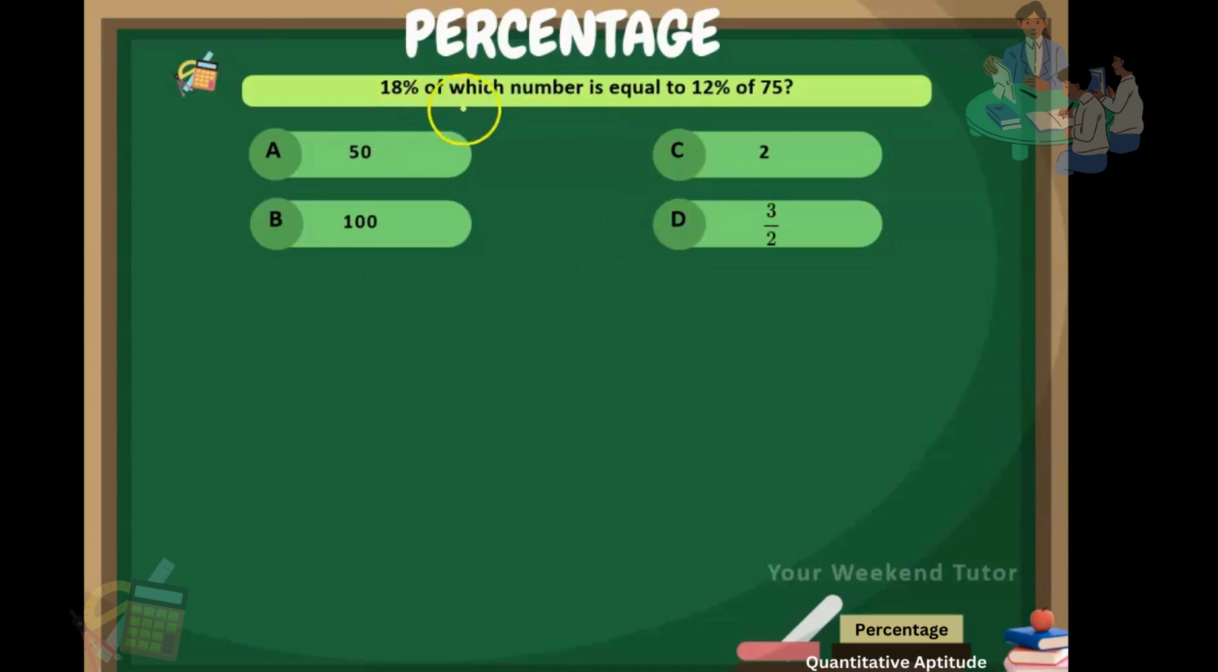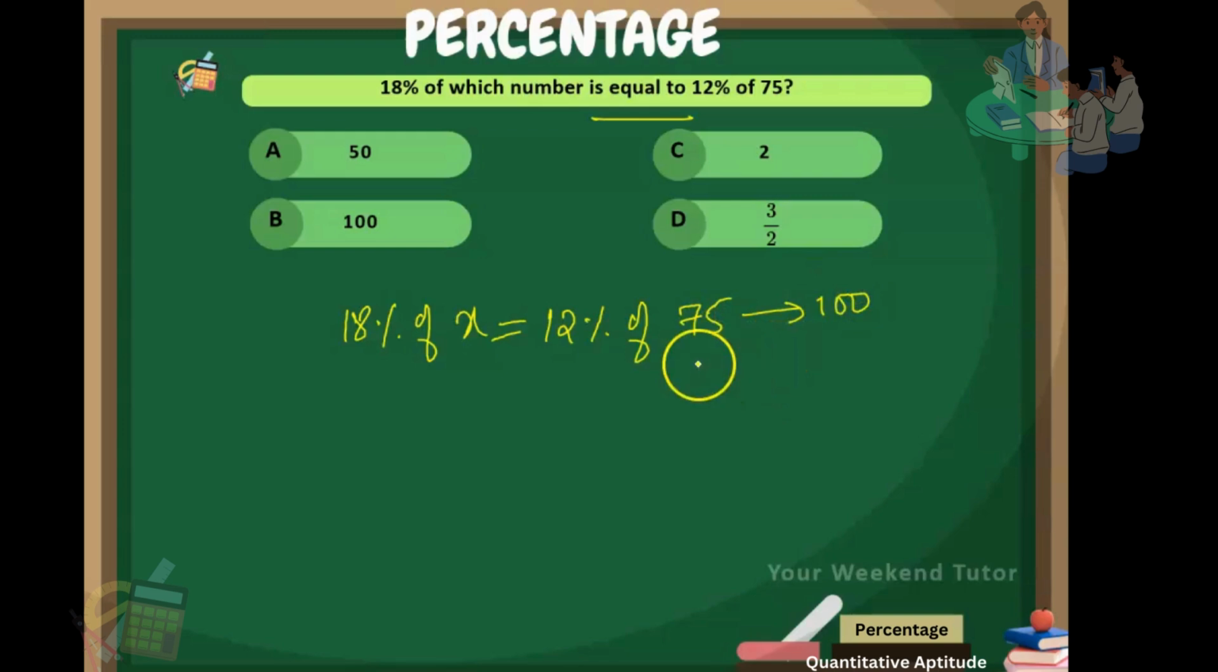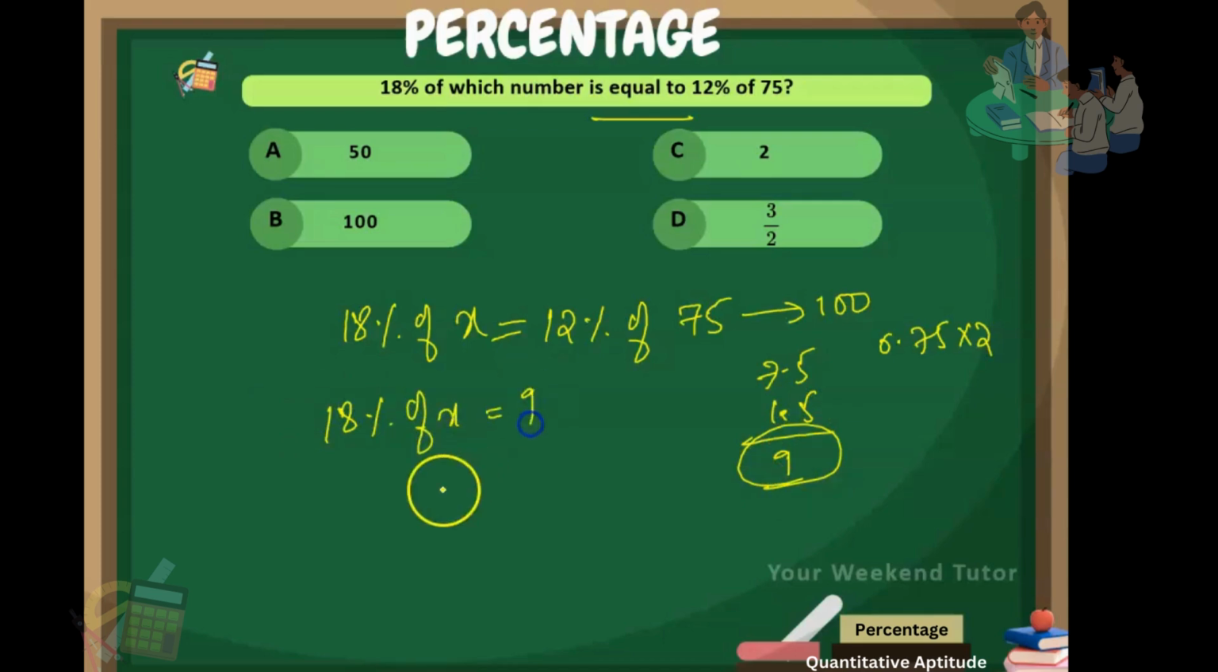Now, 18% of which number is equal to 12% of 75? 18% of which number, I am putting it as X, is equal to 12% of 75, right? If this 75 is 100%, then 10% is how much? 7.5. 2% is how much? 0.75 into 2, which is 1.5. Total 9. That means 18% of X is equal to 9.